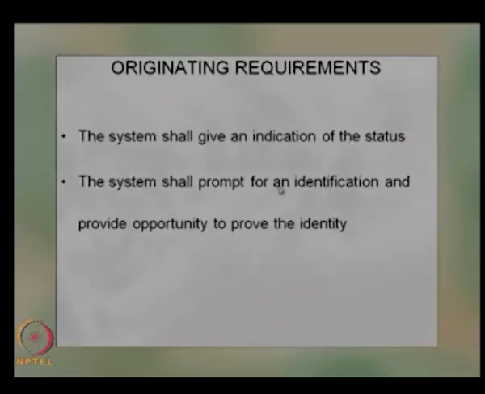The system shall prompt for an identification and provide an opportunity to prove the identity. Since the machine has to check the identity, there should be a prompt for identification and an opportunity to prove the identity. So these are some of the requirements you can identify. Similarly you can have many requirements. These are just examples of requirements which you can identify using the input output trace.